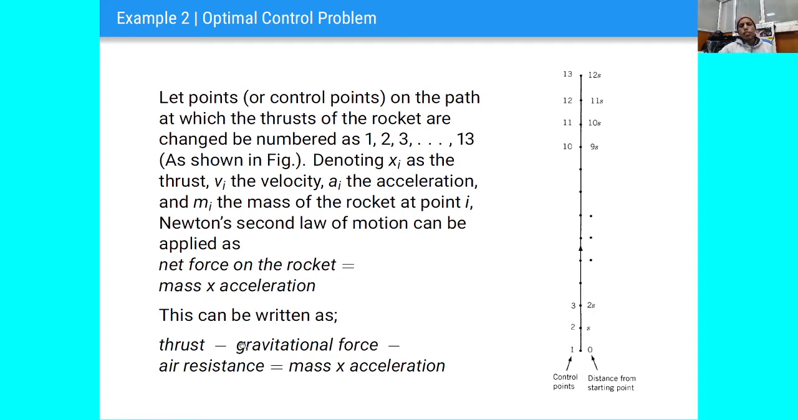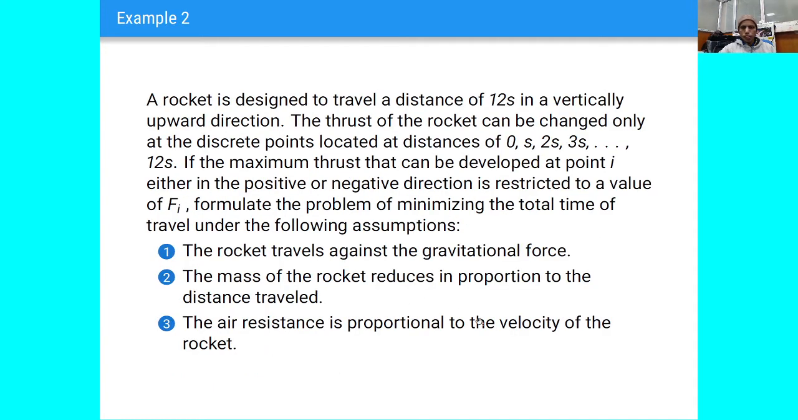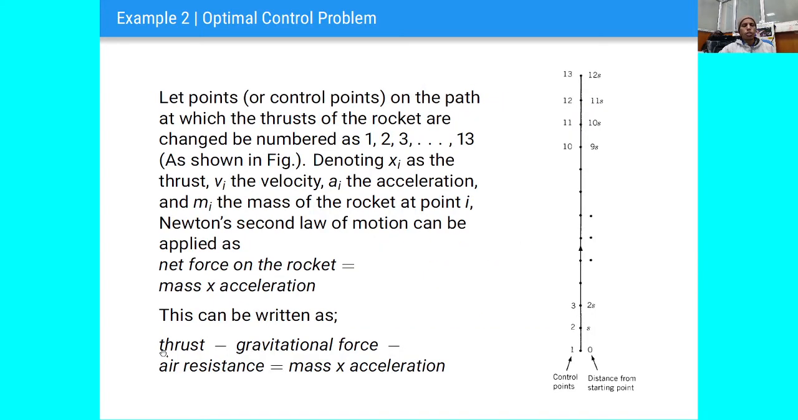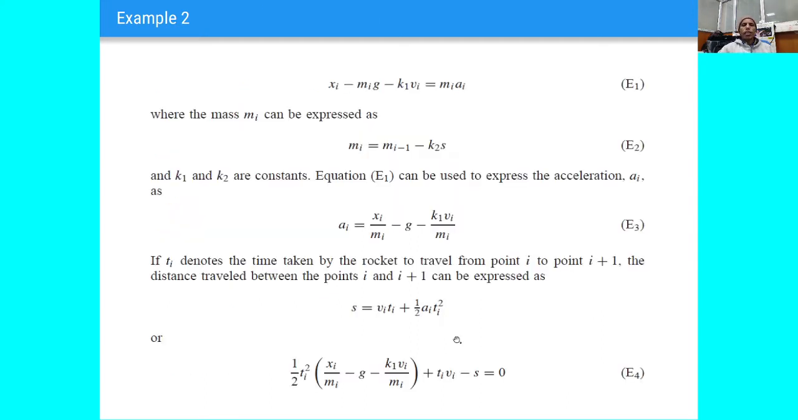How we can calculate thrust: the thrust is acting against your gravitational force and air resistance. So the net force will be reduced, that is, the thrust will be reduced by the value of gravitational force as well as air resistance. And this will be equal to mass into acceleration. I hope this much discussion is quite clear. Let us move forward.